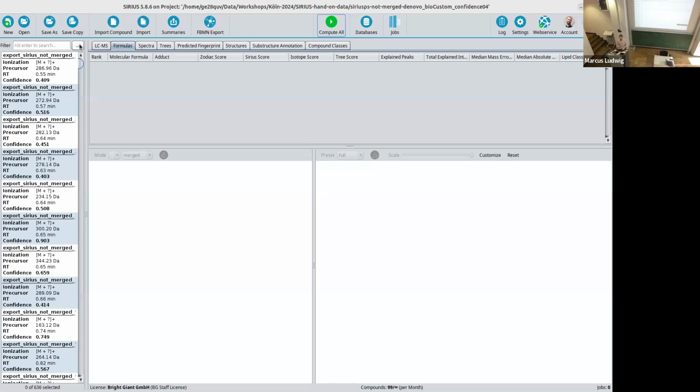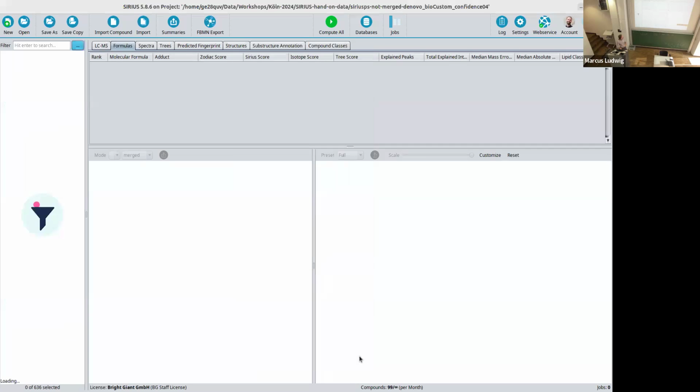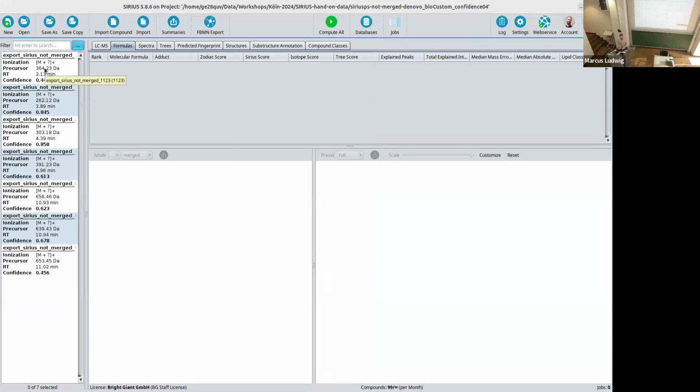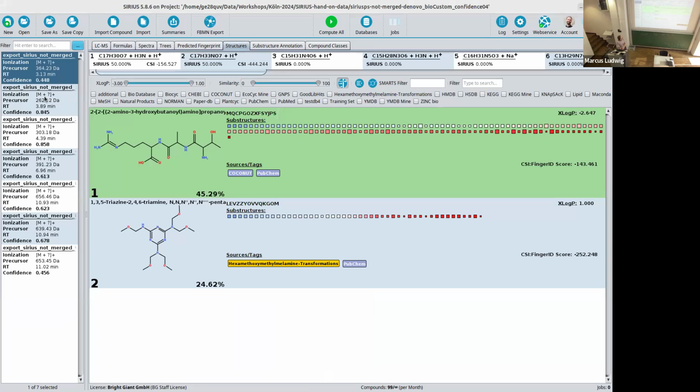And now you want to see only the features that we found in our custom database. So what we do is we filter again, and now we go to our menu here where we search in the structure database. And this is the one with the biotransformations. And the other one was called paper database. Let's say I want to have a hit at least in the top 3 of my structure candidate list. And if I do that, it filters. And now these are all the remaining features where I have a hit in a custom database.